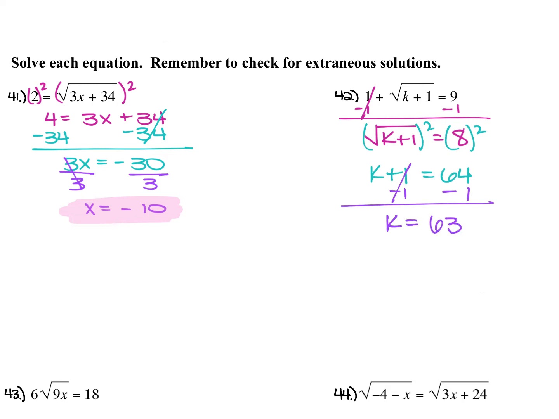Plug this in, check it. 63 plus 1 is the square root of 64, which is 8. 8 plus 1 is 9. 9 is equal to 9. That 63 is definitely your answer.